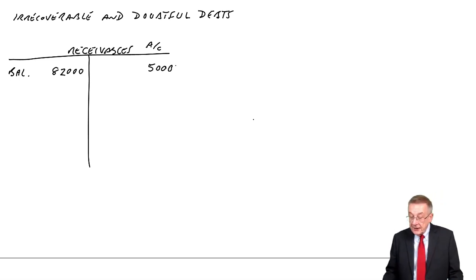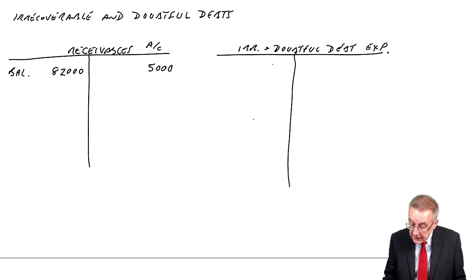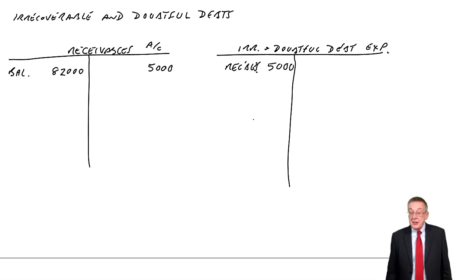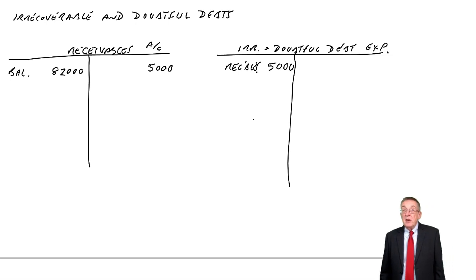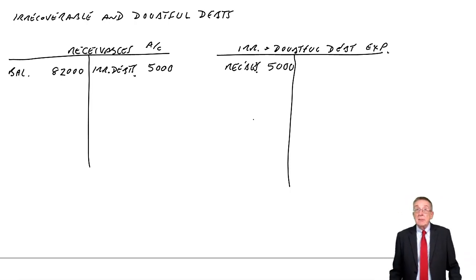The cost of removing it, we debit irrecoverable and doubtful debts expense account. Credit receivables, debit irrecoverable and doubtful debts. And in fact, it's such a long thing to say, irrecoverable and doubtful debts account. We tend to just call it irrecoverable debts account. But its full name, we're showing the full expense of the irrecoverables and later the doubtfuls.